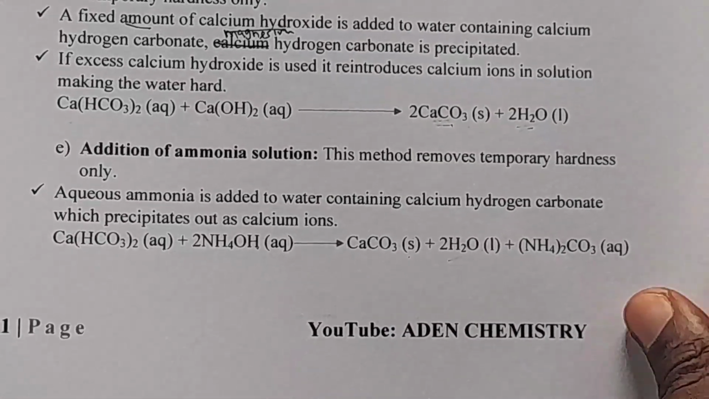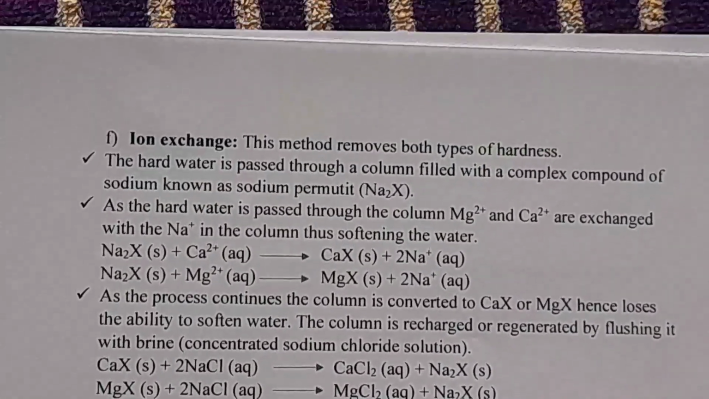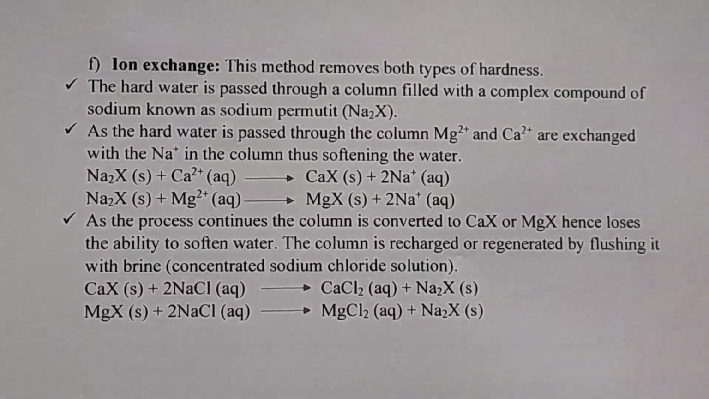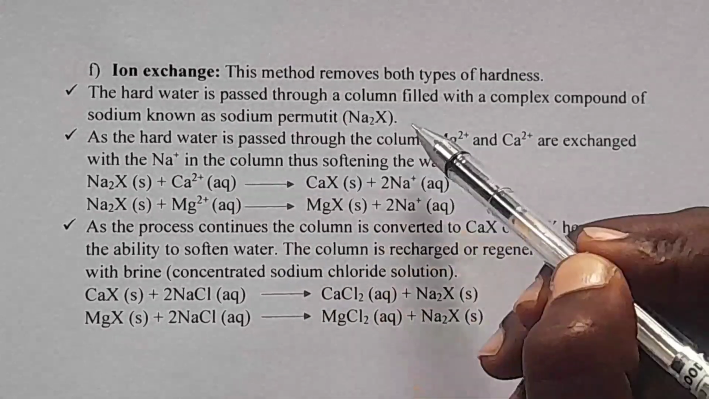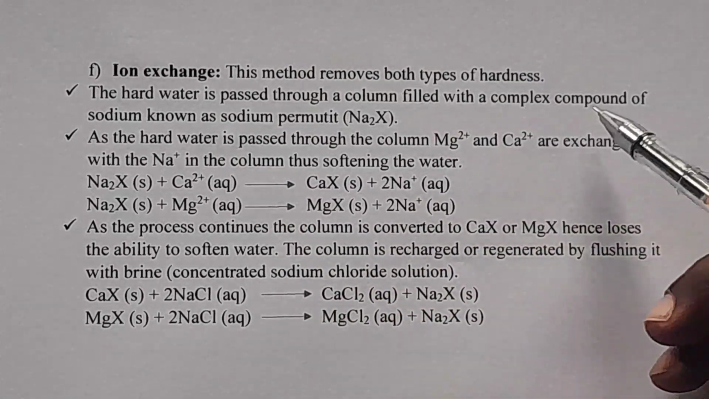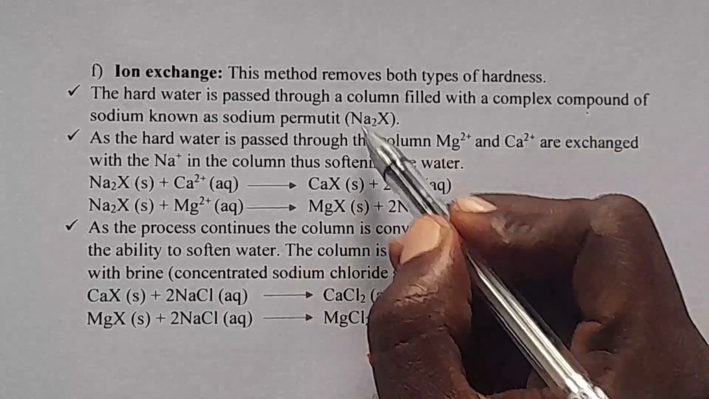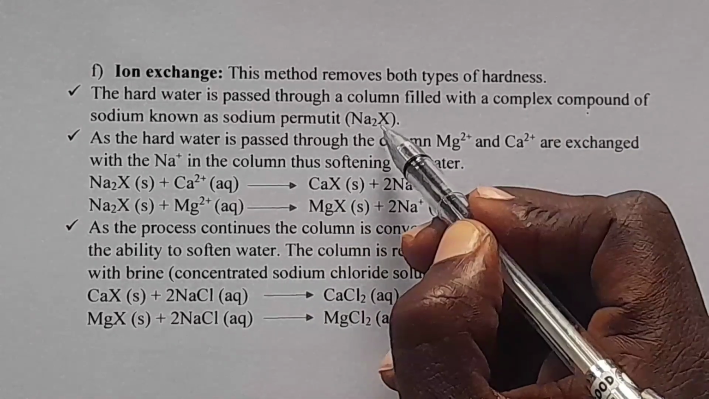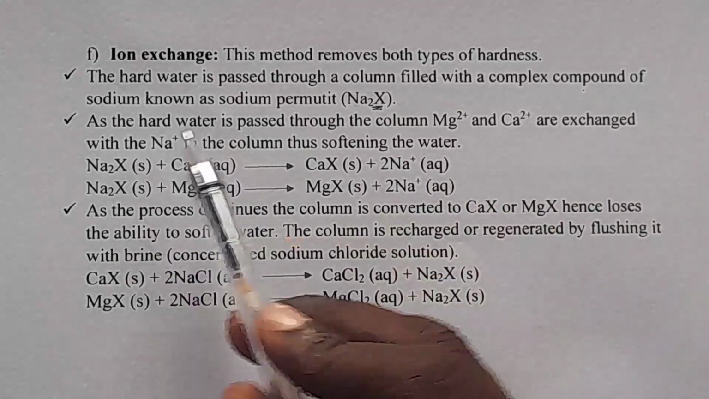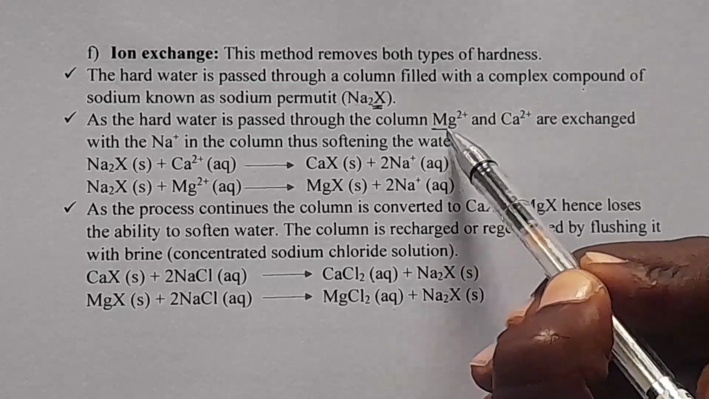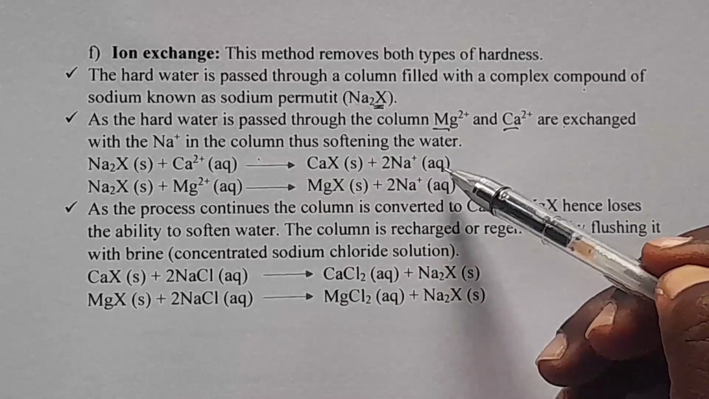Thereafter, we go to number 6, F, the ion exchange. This method removes both types of hardness. The hard water is passed through a column filled with a complex compound of sodium known as sodium permutit. It is written Na2X, meaning the valency of the X, the anion, is 2. As the hard water is passed through the column, magnesium ions and calcium ions are exchanged with sodium ions in the column, thus softening the water.